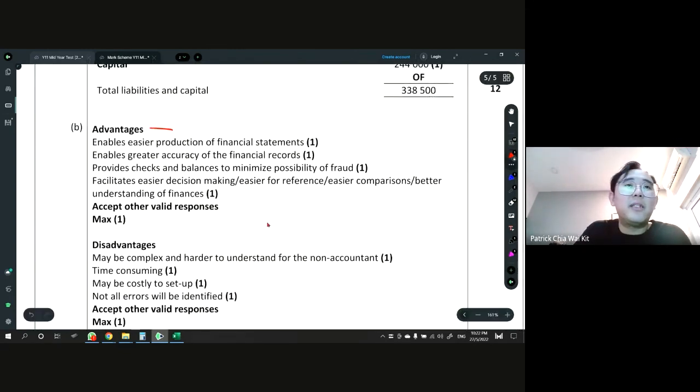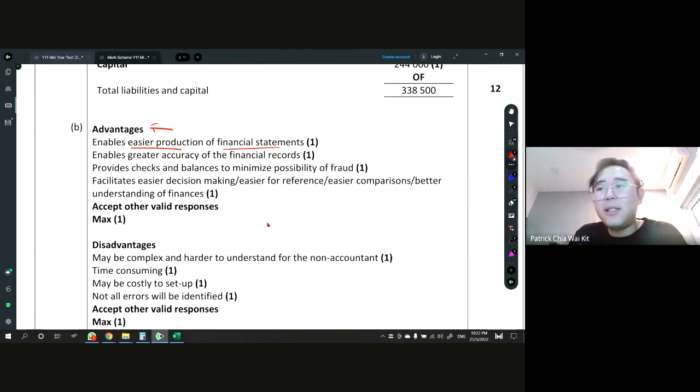Advantages. If you have bookkeeping, it makes it easier to produce our statements. If you have all the information, then it's easier to prepare the income statement and easier to know how much asset you have, all these things, and then eventually calculate whether you have profit or loss for your business. Enable greater accuracy of the financial record.